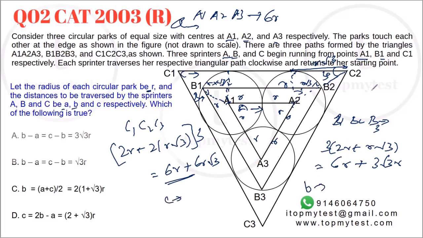B minus A is 6R plus 3 root 3R minus 6R, which is 3 root 3R, right? And C minus B is also 6R plus 6 root 3R minus 6R plus 3 root 3R. So this will be 6R root 3 minus 3R root 3, which will be 3 root 3R. Again, this is the same. Option A is the correct choice, right? Once you have a little patience, job is done.